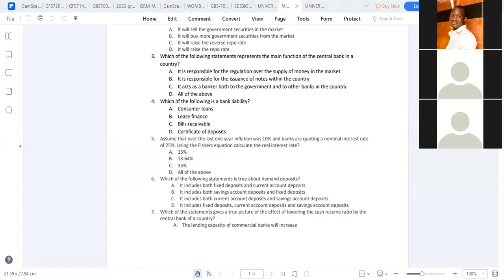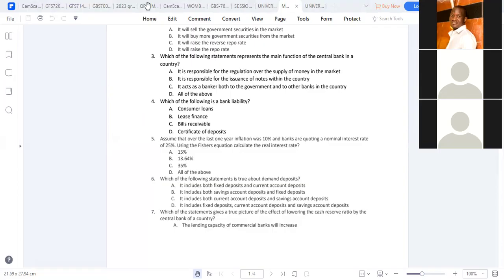Okay, number 5, assume over the last 1 year, inflation was 10% and banks are quoting nominal interest of 25%. Using Fisher's equation, calculate the real interest rate. Remember the formula for Fisher's real interest? It is 1 plus nominal interest rate over 1 plus inflation rate, minus 1. So we're going to have 1 plus the 25%, which is 0.25, over 1 plus the inflation rate, which is 10%.